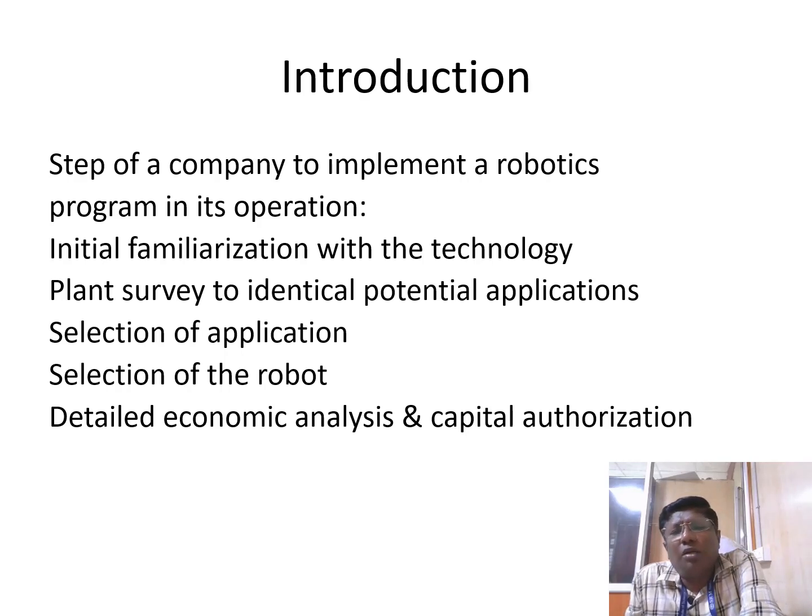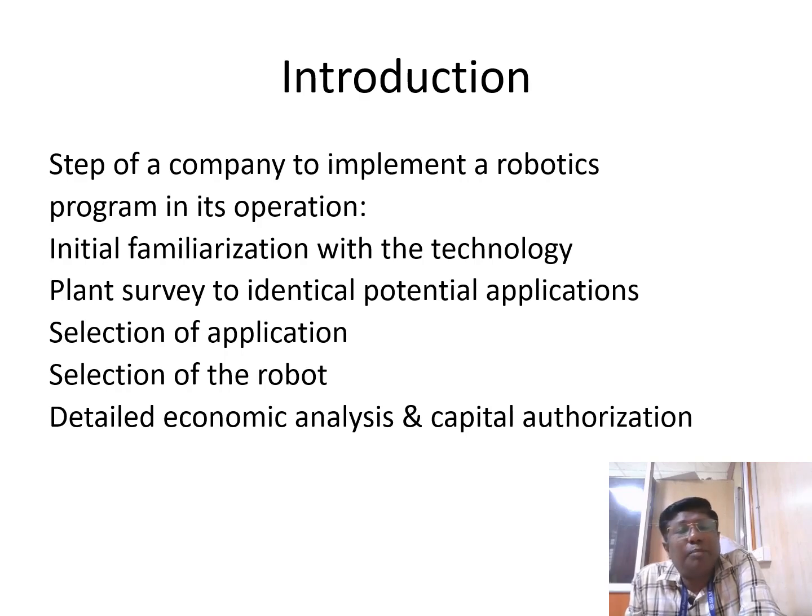So where to implement? We cannot just buy a robot and implement it in a real-time scenario. Instead, we have to identify the ROI, return on investment. Whatever investment we are putting in, we should identify whether we are getting a return back or not. We have to select the application and the type of robot. Suppose the application requires only a 3-axis robot, we need not go for a 6-axis. That is a little bit costly, no? So we need not go for it.